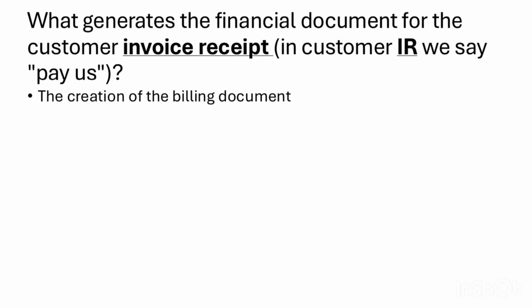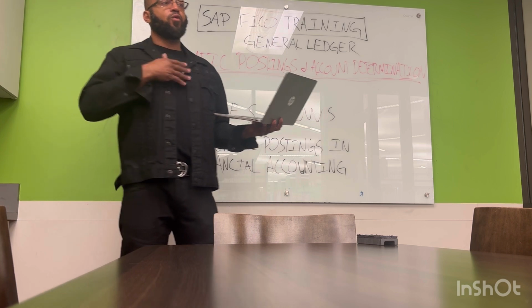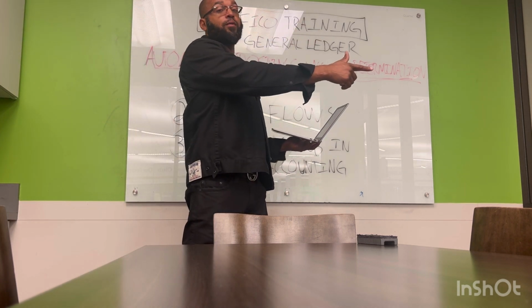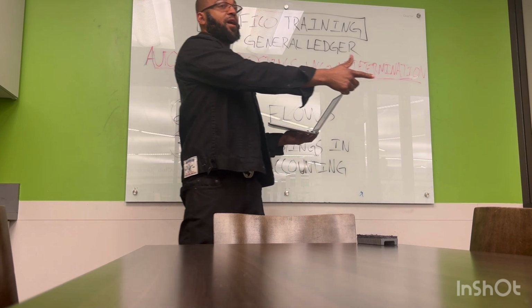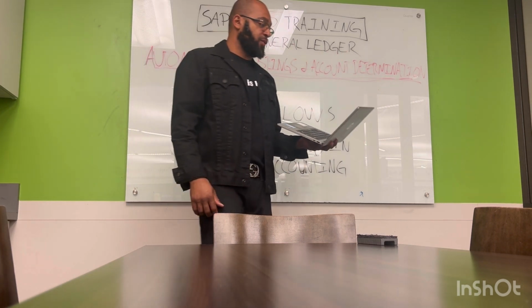Remember, the customer invoice receipt is when we tell the customer to pay us. Sorry, customer invoice receipt: we sold something to someone, right? Then we send them a receipt, and we're saying, hey, pay us. That's the customer invoice receipt.